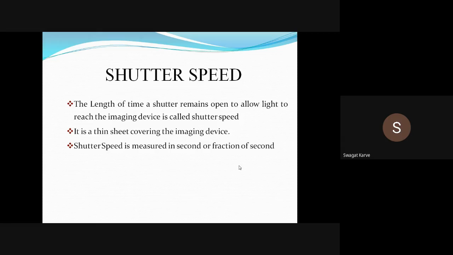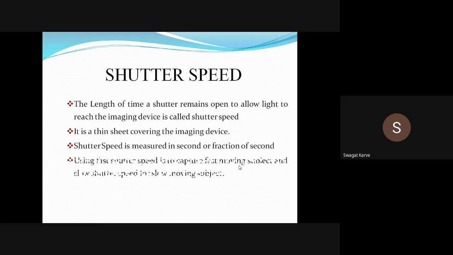Shutter speed is measured in a second or fraction of a second, and fast shutter speed is used to capture fast moving objects and slow shutter speed for slow moving objects.